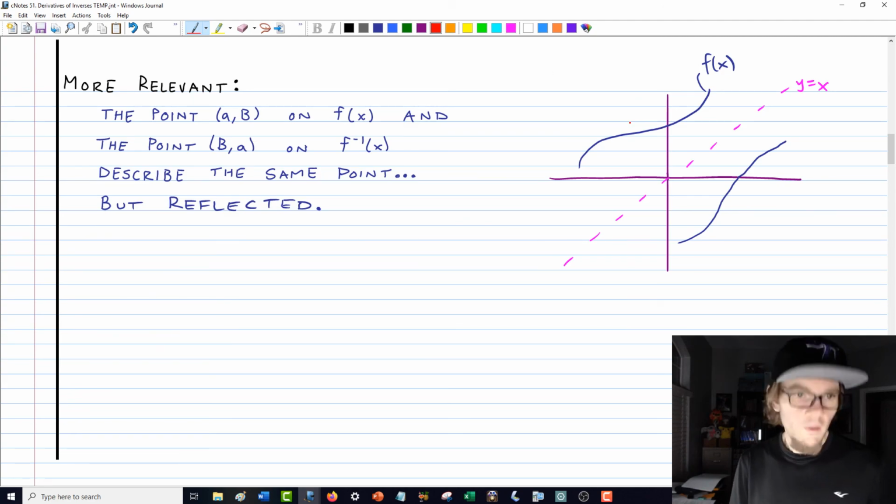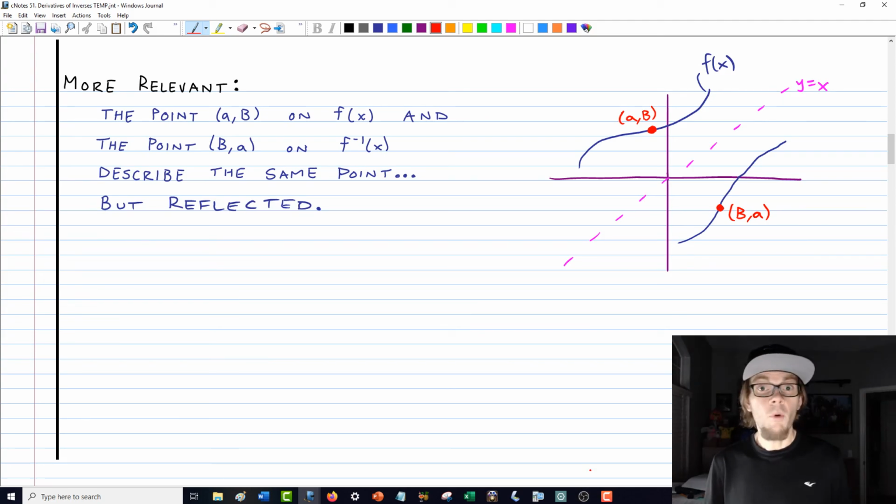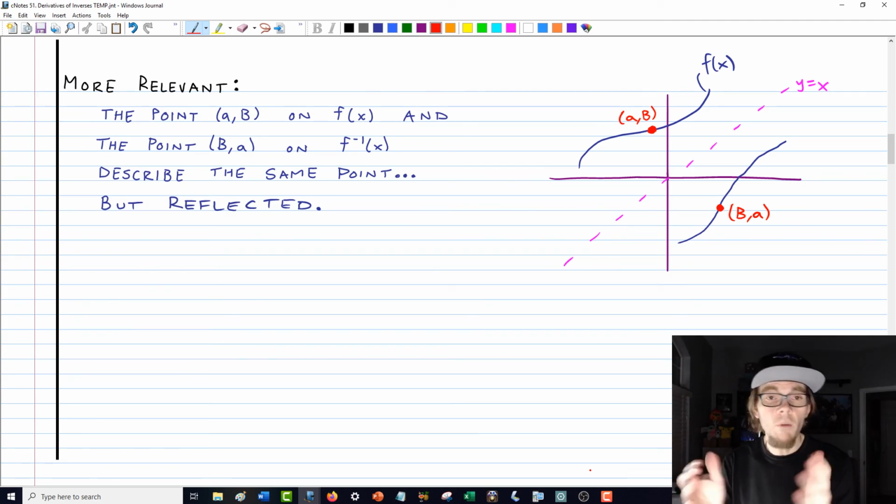Most importantly, what's being said on this page is the graphical version of what we talked about with f of a equaling b. Basically, if we have a point a comma b on the original function, then the point b comma a is going to lie on our inverse. And the idea is these points are literally the same. One's just reflected. And of course, now we're asking graphically, what happens to the slope when you reflect that point? The answer is that it does become reciprocal, like you basically flip the slope. But we haven't proven that just yet, so let's do that.